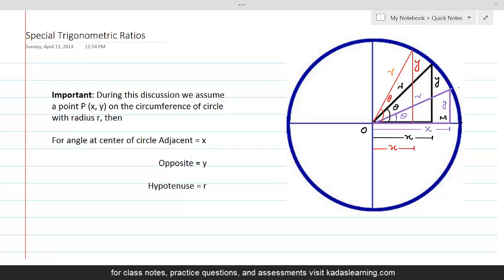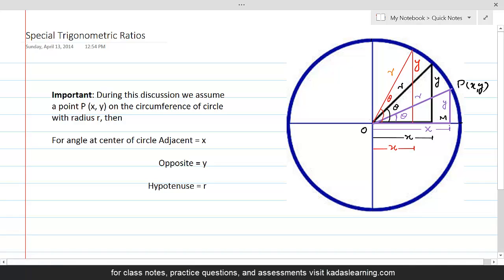By calculation of special trigonometric ratios, we mean calculation of values of basic trigonometric ratios for special angles like theta equal to 0 degree, 30 degree, 45 degree, 60 degree and 90 degree. For calculation of basic trigonometric ratios, let us first consider a point P with coordinates x, y on a circle with radius equal to r.